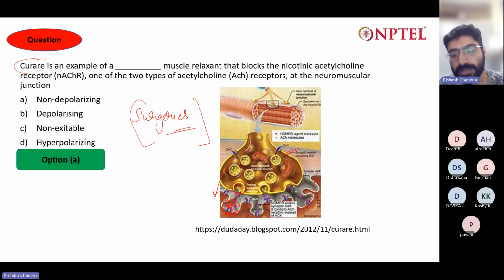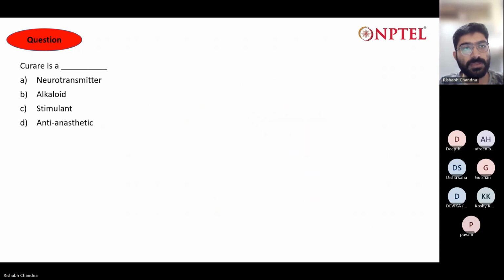Okay. So let's move on to the next question. What is the chemical nature of curare? Is it a neurotransmitter, alkaloid, stimulant, or anti-anesthetic? So can anybody answer? Option C, sir. Okay. Any more answers?